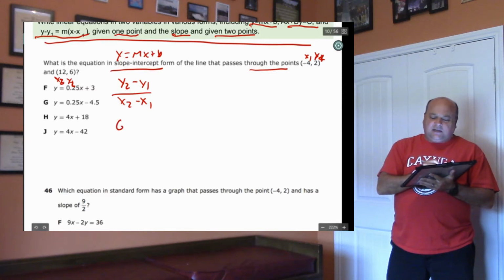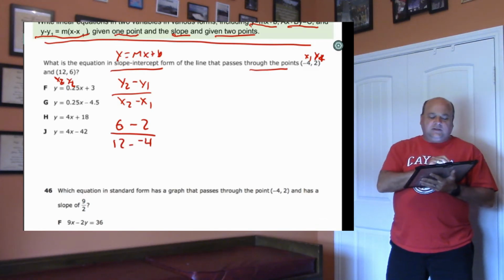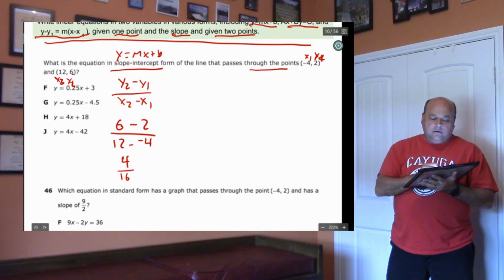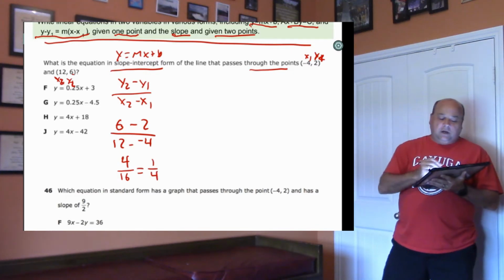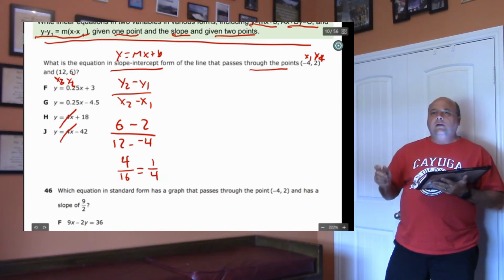So I'm going to have 6 minus 2 all over 12 minus negative 4. Now then use your calculator, plug this in. 6 minus 2, 12 minus negative 4, that's going to be 4 over 16, and that's going to be 1/4, okay? Which is going to be 0.25. Notice that this one and this one are wrong.